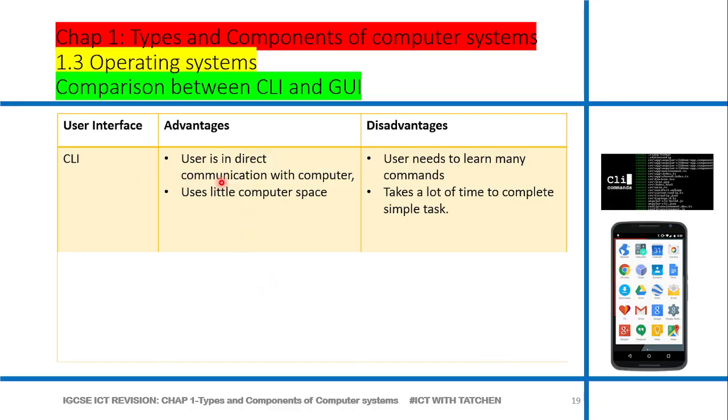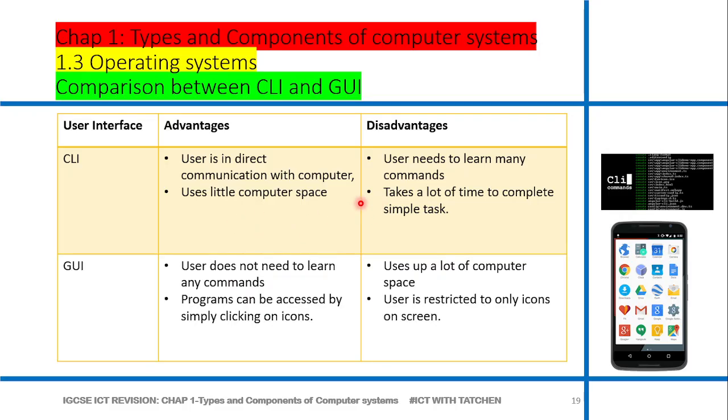Like I said, with CLI the user is in direct communication with the computer, and it uses little computer space. So these are very key advantages. When you go to disadvantages, you need to learn many commands. It takes a lot of time to complete simple tasks. People who do a lot of coding, people who do hacking, there is ethical hacking, have to learn to understand some of these aspects because they help you to get into the computer system directly.